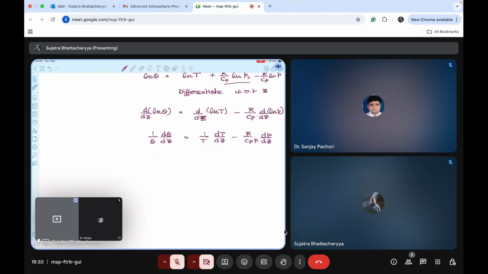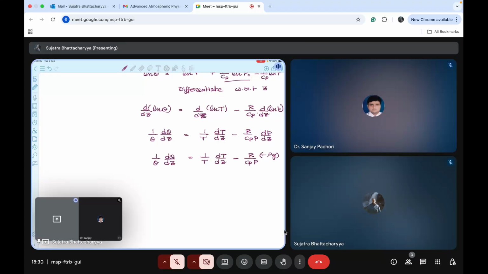Apply the hydrostatic approximation, and what does that say? The hydrostatic approximation says that the pressure gradient force in the vertical direction is equal to the density times, sorry, is equal to the gravity. So this becomes minus density times g. Okay.